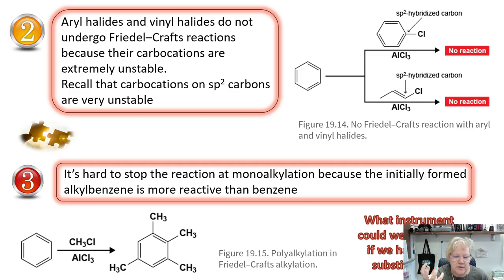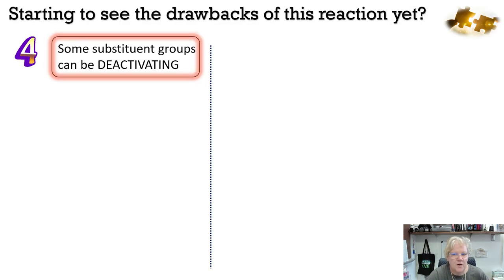Think about it. What instrument in the lab could you use? Okay, good, the instrument is an NMR. You're going to see a different splitting pattern depending on how many methyl groups you had substituted on there. Uh-oh, are we starting to see drawbacks of this reaction yet? We're on number 4 of our limitations.